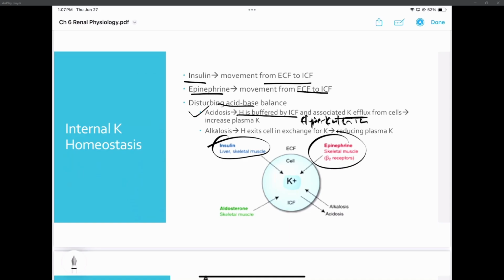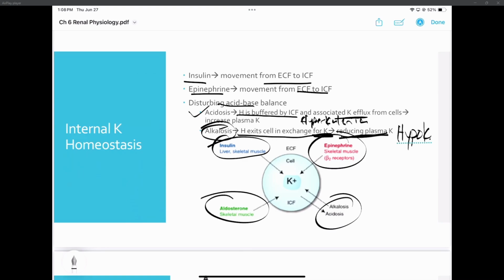With alkalosis, the hydrogen exits a cell in exchange for potassium, reducing plasma potassium. So with alkalosis, you get hypokalemia. Because in an alkalotic environment, we need those hydrogen ions to buffer the acidity. We have to get them back into the blood. When we get them back in the blood, we're going to dump potassium into the urine because it's the hydrogen-potassium exchanger. So that's what's going on with alkalosis and acidosis.